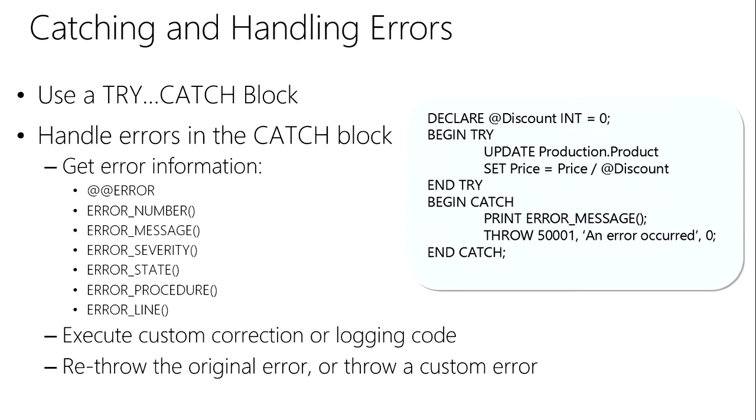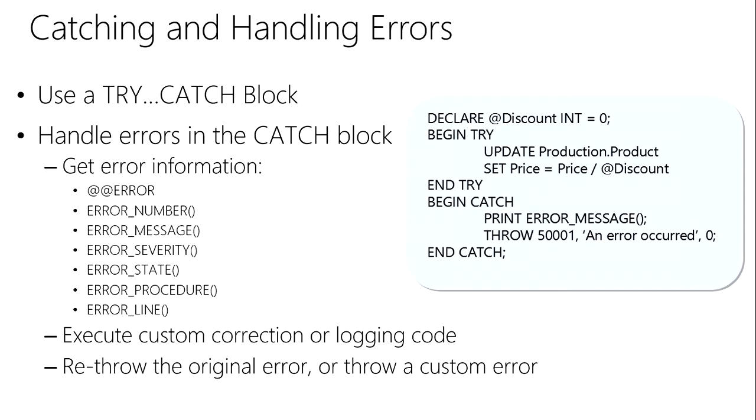So I might catch an error, and if I know the severity level is 16 or less, then I might tidy it up, log it, and then try and continue. If the severity level is higher than that, I might throw an error to the client. I might do some additional detailed logging or some other thing like that.